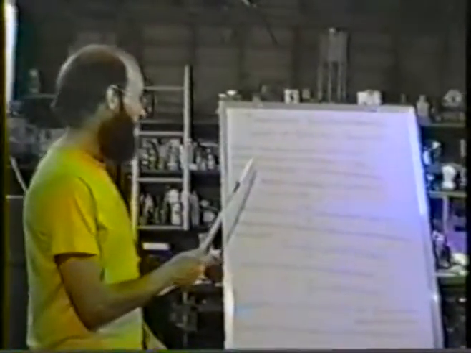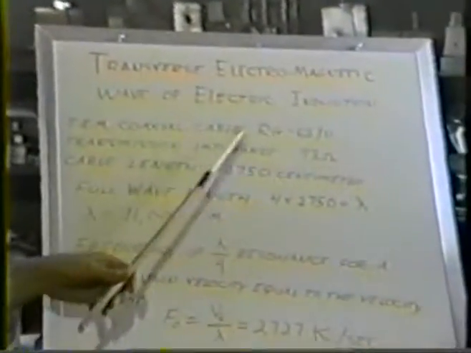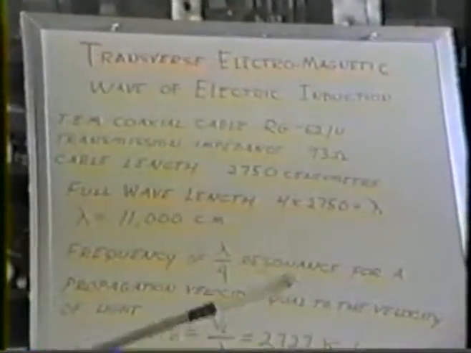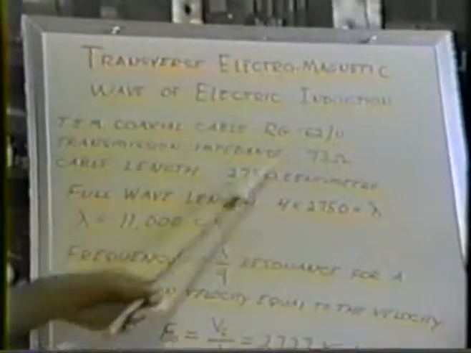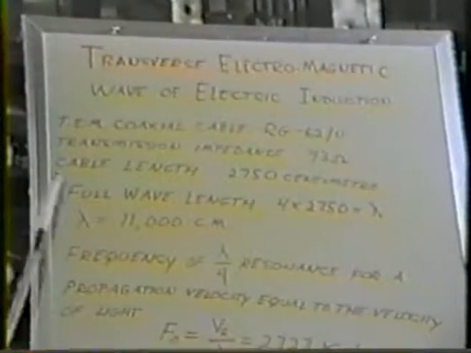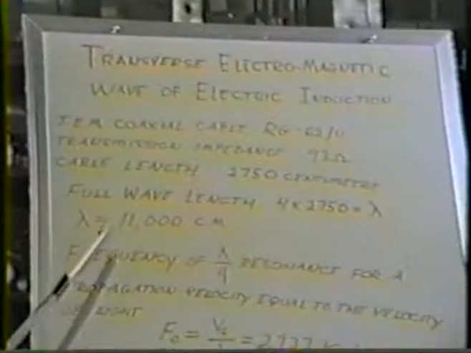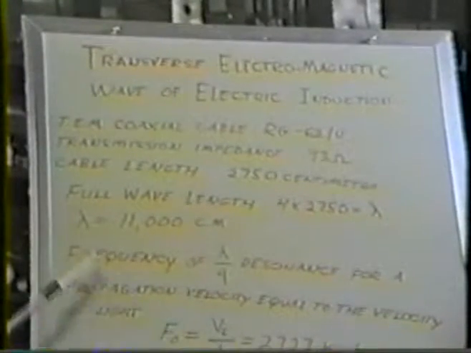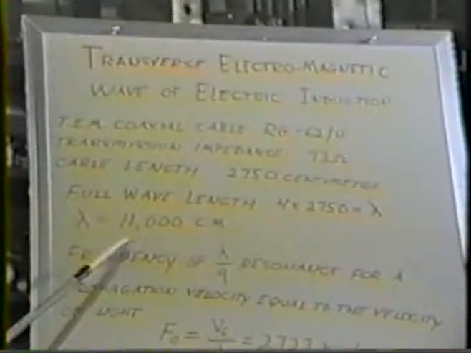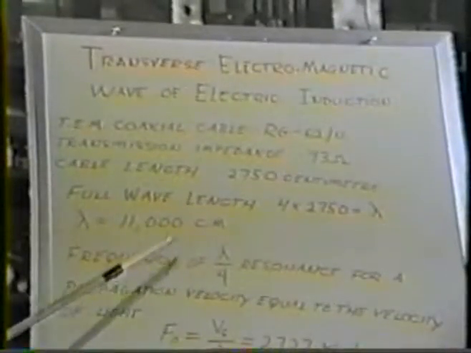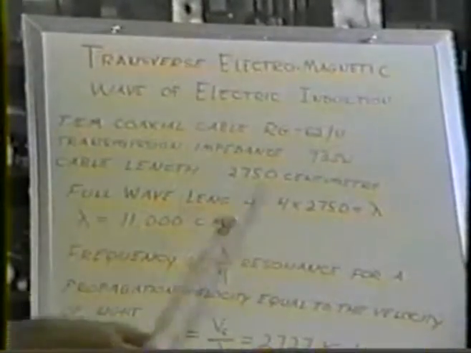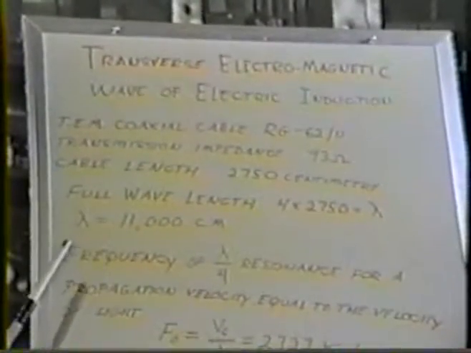In reviewing our test data for our transverse electromagnetic wave of electric induction, for a TEM coaxial cable, RG62, which is the cable type we use, transmission impedance 93 ohms, total length of cable 2,750 centimeters. Full wavelength of this piece of cable then would be 11,000 centimeters, since it's a quarter wave resonance and you have to multiply the length by a factor of 4.